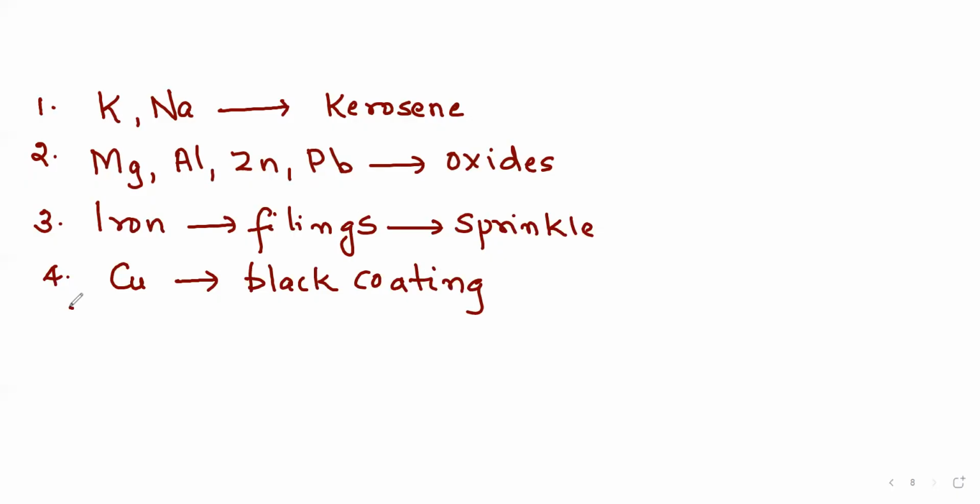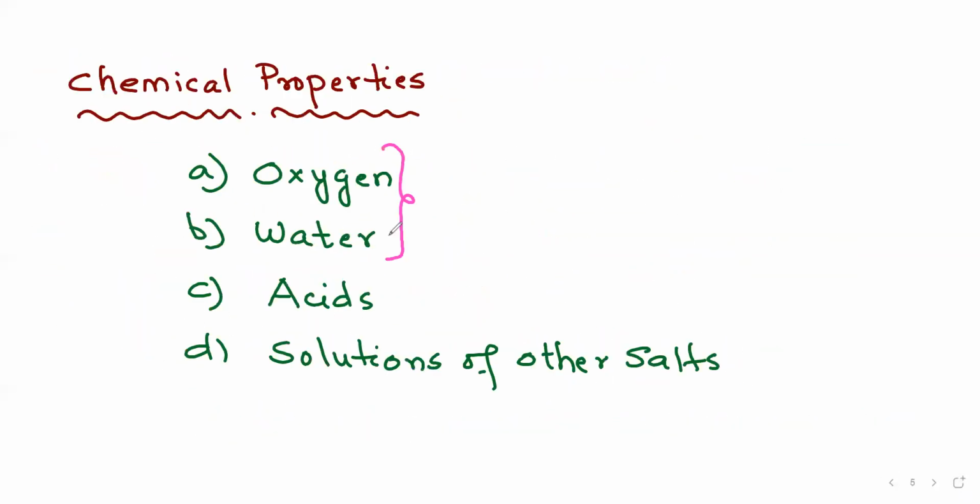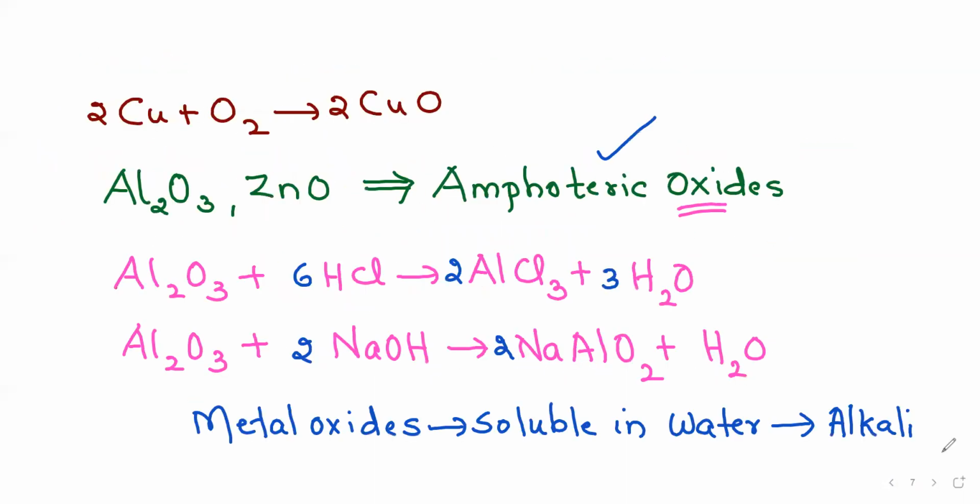And the ones which will never ever react with oxygen are silver and gold. So this is how the reactivity comes for metals with our air, that means the oxygen. Now let's see how metals react with the second one. What we check is the reaction with water. That was the second one we learned.